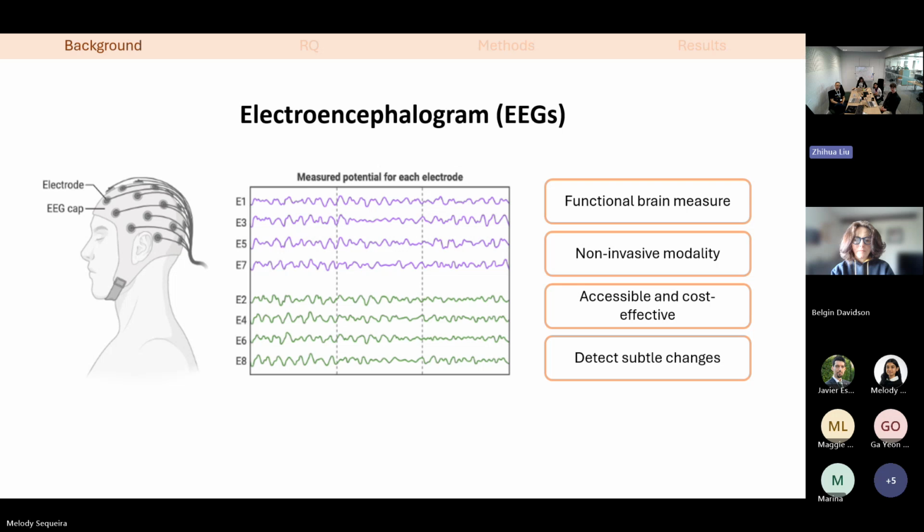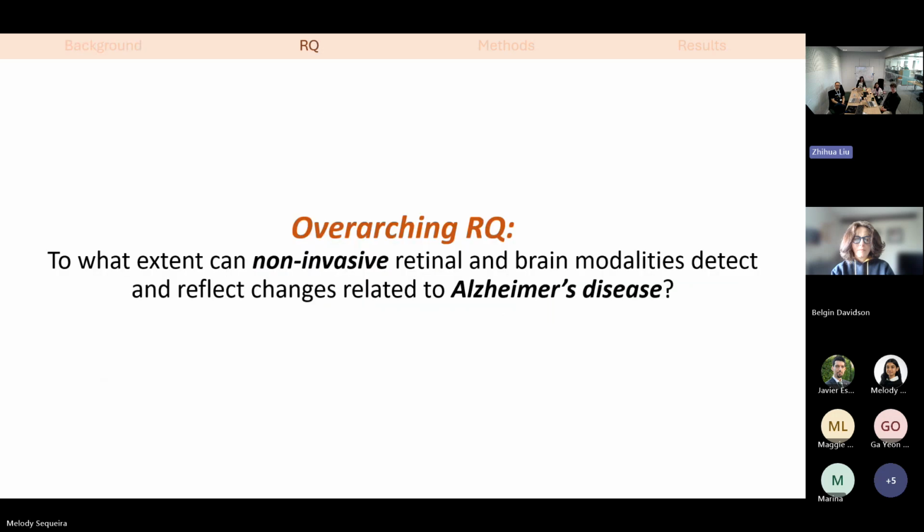They are a non-invasive modality. They are quite accessible and cost-effective compared to some of the other modalities out there like functional MRIs. And they can help us detect subtle changes using computational modeling. So combining the two modalities together, the big question I'm trying to answer through my PhD is: to what extent can these non-invasive retinal and brain modalities detect and reflect changes related to Alzheimer's disease?